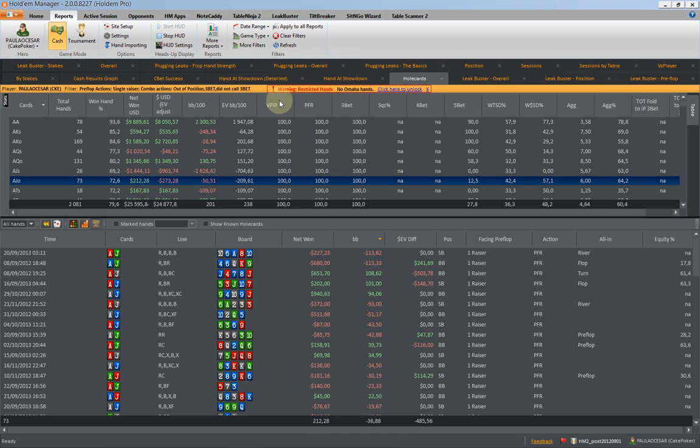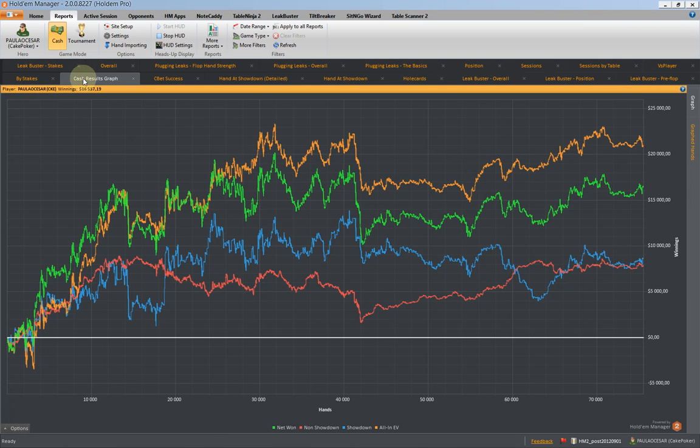So yeah, we focused on the reports, we talked about the replayer. Of course, you can check your cash results graph. The orange line is what you should have won, the green line is what you actually won, the blue line is the amount of money that you won going to the showdown with your hand. The red line is the amount of money that you won by making your opponents fold, and the sum of the red and blue lines is the green line. So yeah, there are many reports.